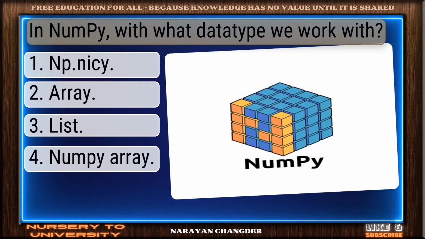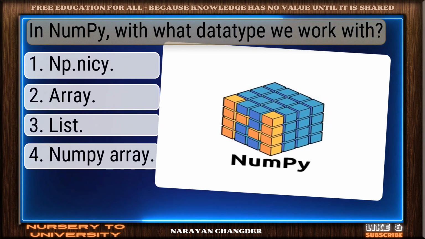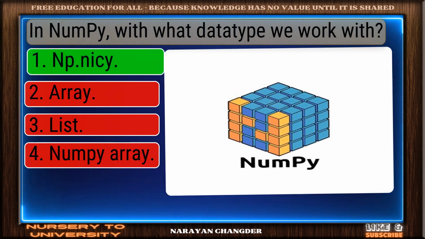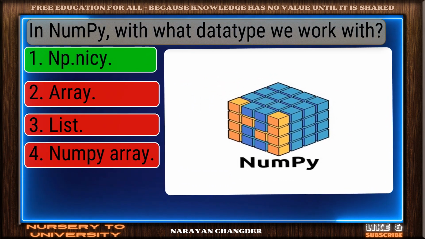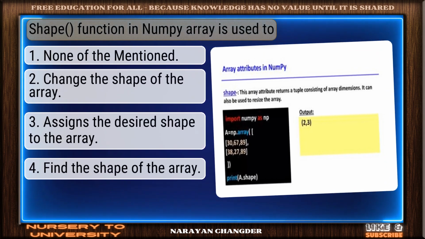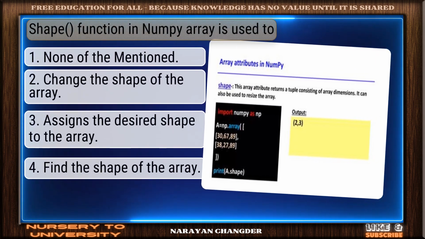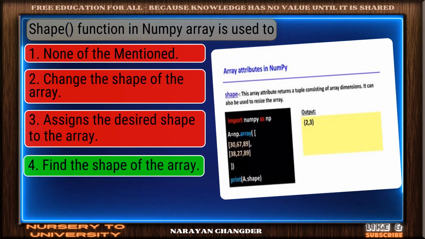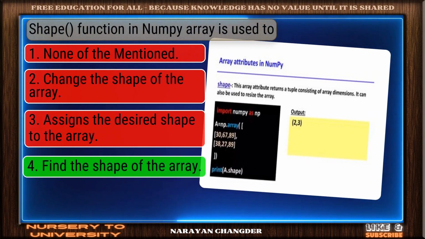Question number 47. In Numpy, with what data type do we work? Correct response. NP ndarray is the most accurate answer. Question number 48. Shape function in Numpy array is used to. Valid point. Find the shape of the array is true.